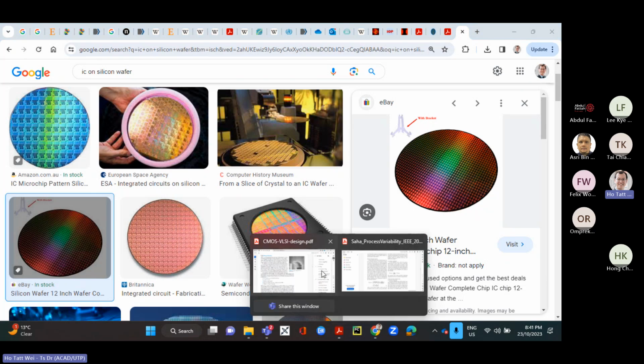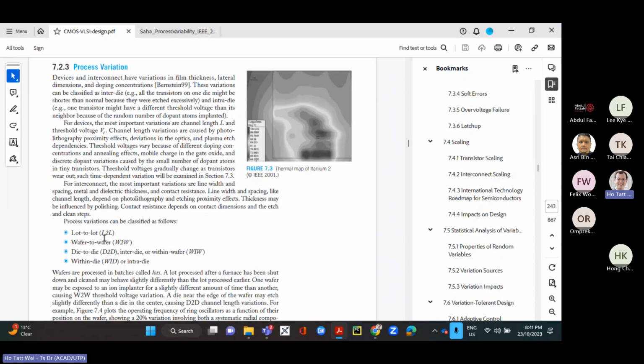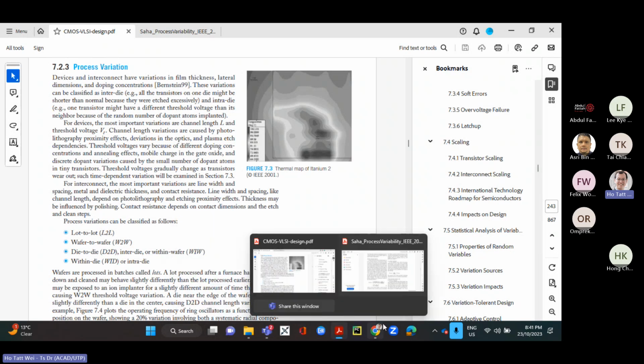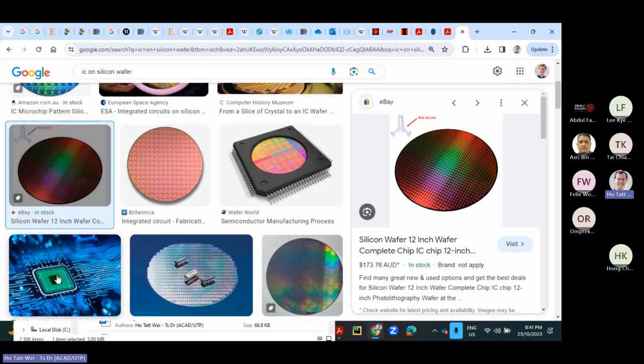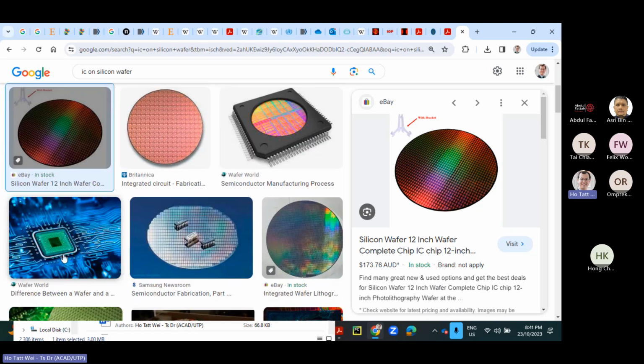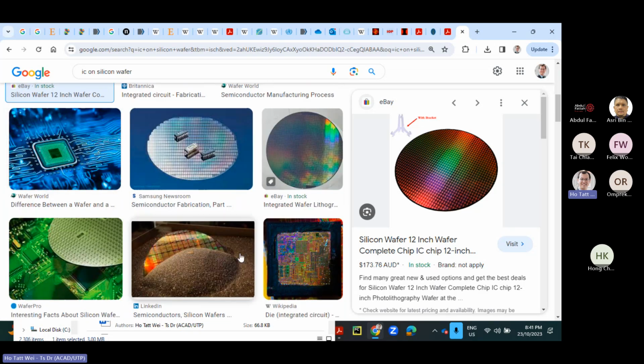So all these effects come into play, and they give you lot to lot, wafer to wafer, die to die, or within wafer variation. And again, within die. Within die means in one chip itself. Even in one chip, let's say you're looking at one chip here, there's a variation of the transistor that you make at this corner versus this corner. And we are at that level today where within the same die, within the same chip, you cannot actually make the same transistor, because of different things.